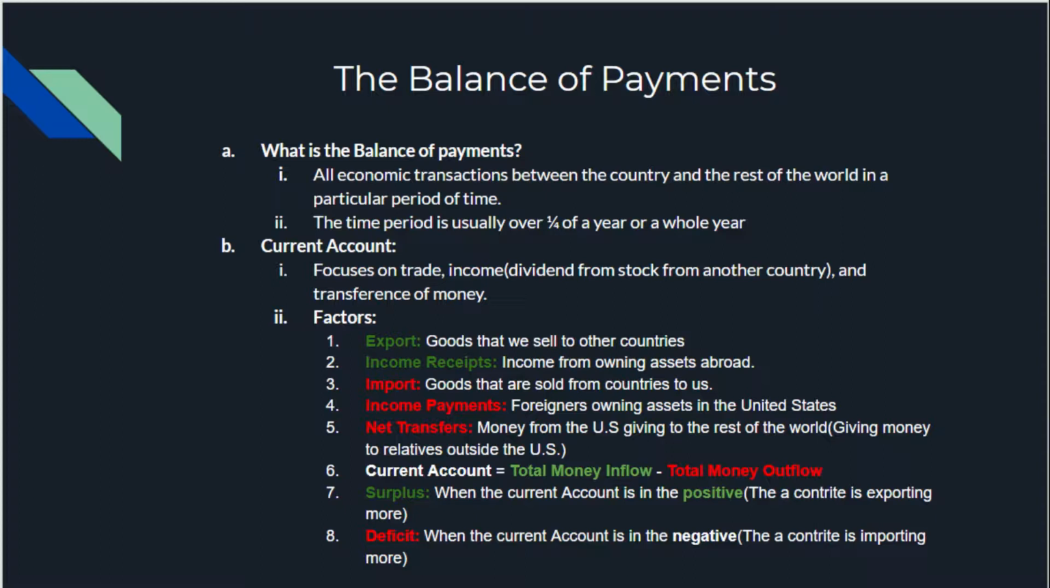The current account. The current account focuses on trade, income or dividends from stock from another country, and transference of money. Factors of the current account include exports, which are the goods that we sell to other countries; income receipts, or income from owning assets abroad; imports, goods that are sold from other countries to the U.S.; income payments, foreigners owning assets in the United States; and net transfers, money from the U.S. given to the rest of the world, or giving money to relatives outside the U.S. The current account equals the total money inflow minus the total money outflow. Surplus is when the current account is positive, and deficit is when the current account is negative.